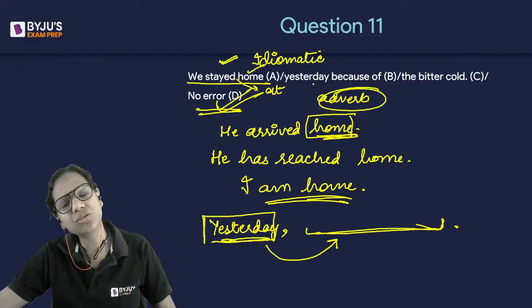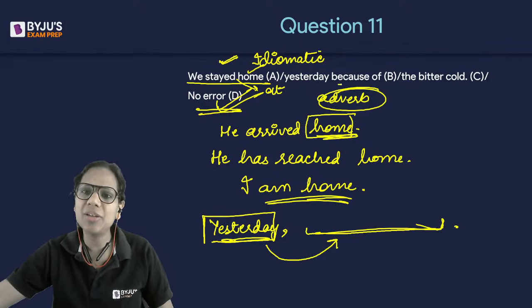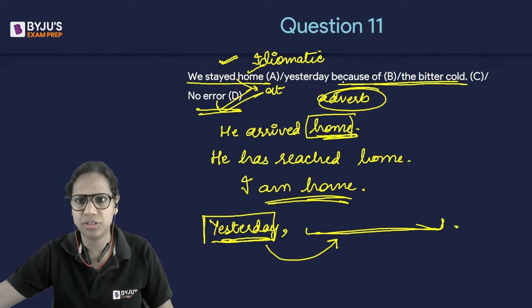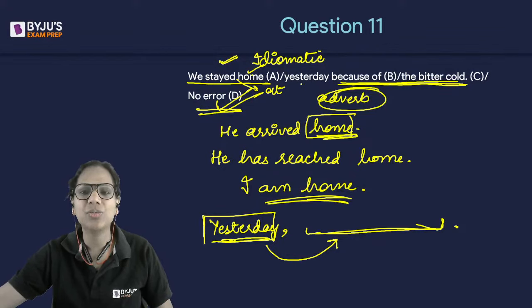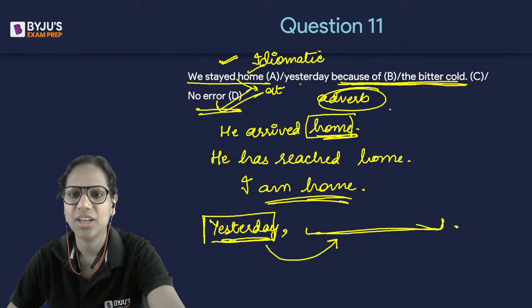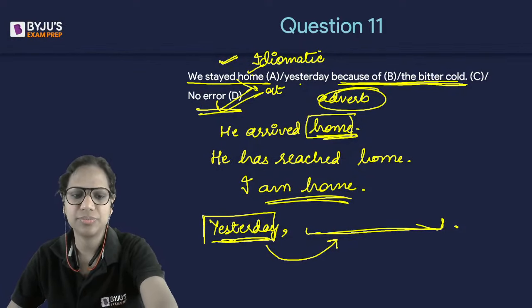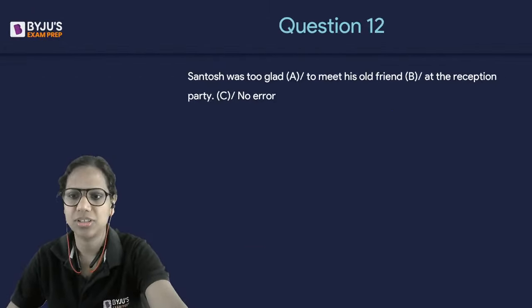However, this usage is also absolutely correct, placing it later on. We stayed home when? Yesterday. And then I'm giving the reason for it. This usage is also absolutely fine. We stayed where? We stayed when. Okay, describing these things and then giving the reason. Okay. Now, question 12.